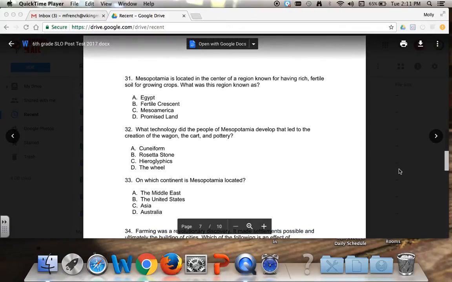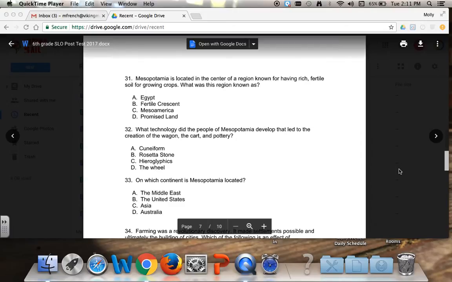Number 31. Mesopotamia is located in the center of a region known for having rich, fertile soil for growing crops. What is this region known as? A. Egypt. B. Fertile Crescent. C. Mesoamerica. Or D. Promised Land.